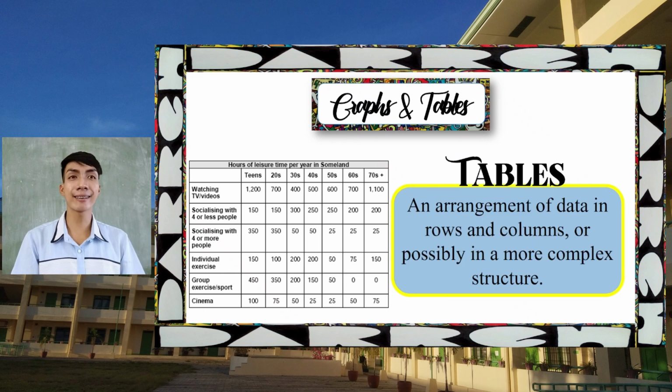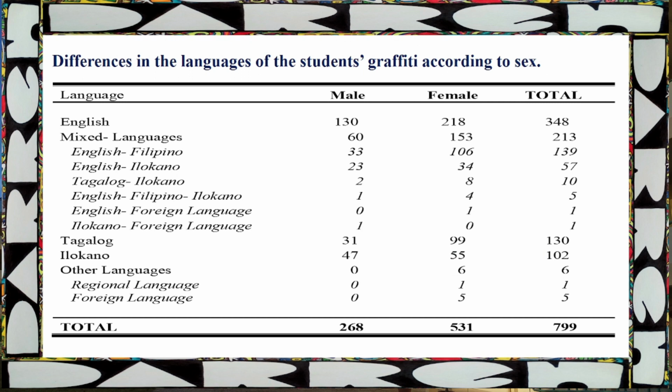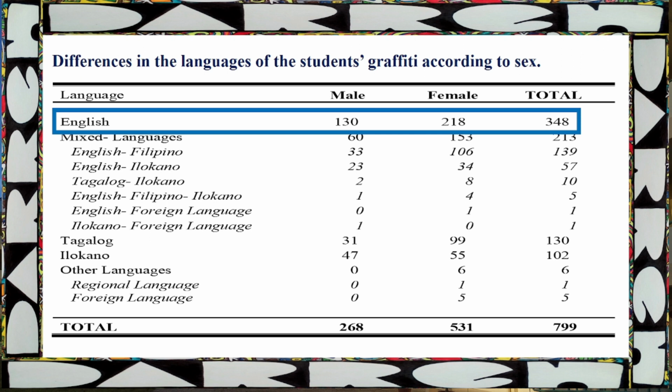Tables consist of facts and figures arranged in columns and rows for quick reference. For example, by looking at the table lifted from my undergraduate thesis, we can immediately see that English was the most common language used by MMSC students in their graffiti.